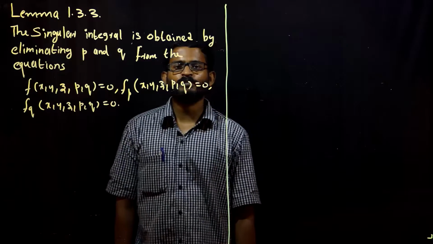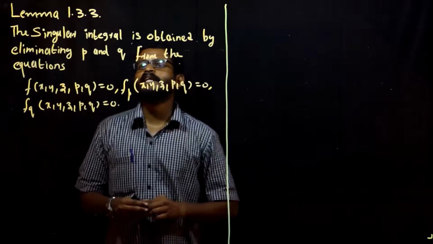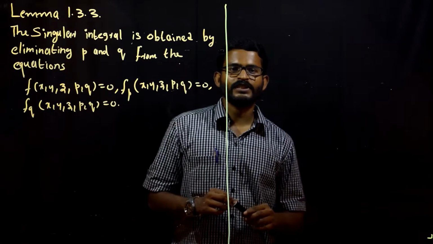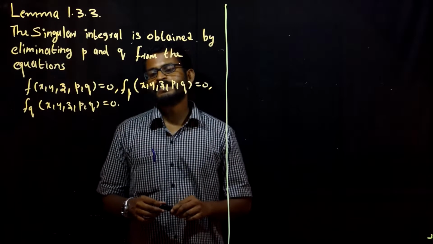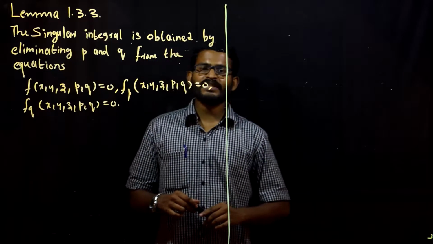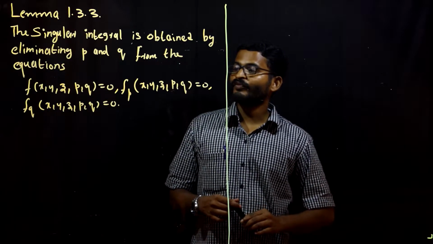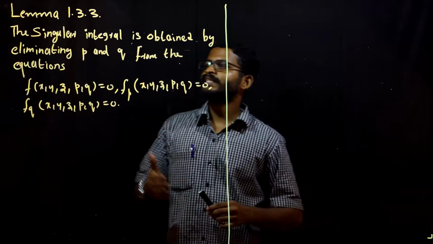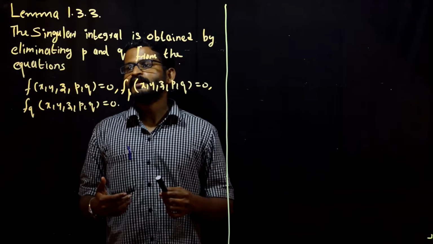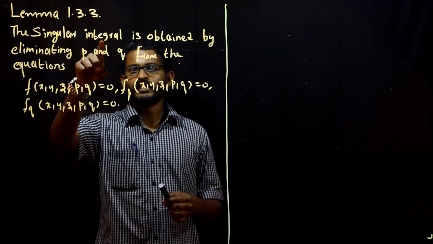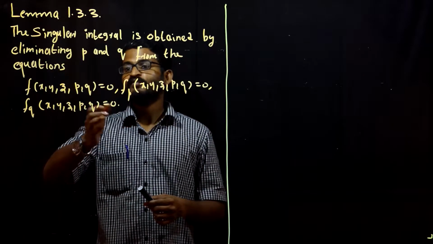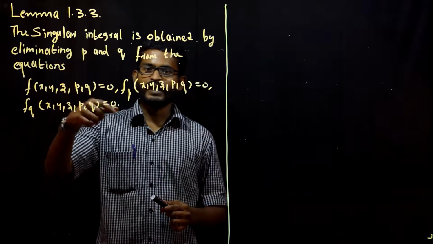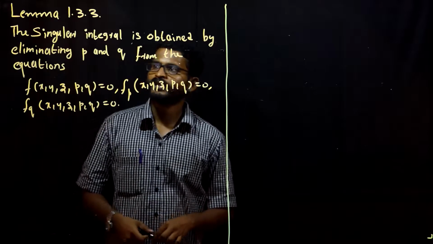Lemma 1.3.3. The singular integral is obtained by eliminating p and q from the equations F(x, y, z, p, q) = 0, F_p(x, y, z, p, q) = 0, F_q(x, y, z, p, q) = 0. The main advantage of this lemma is that we can find the singular integral of a given PDE without knowing the complete integral. This is the main advantage of this lemma. Proof.